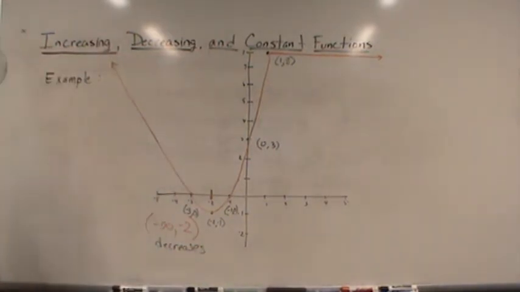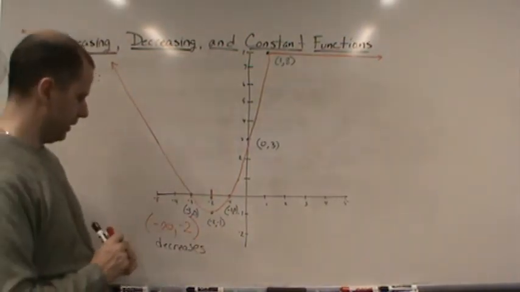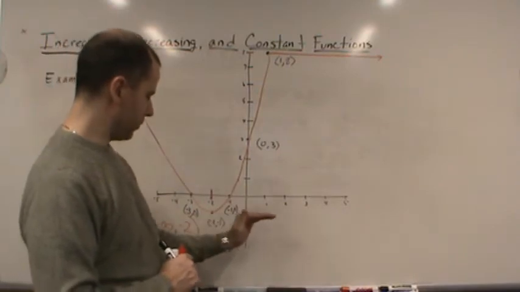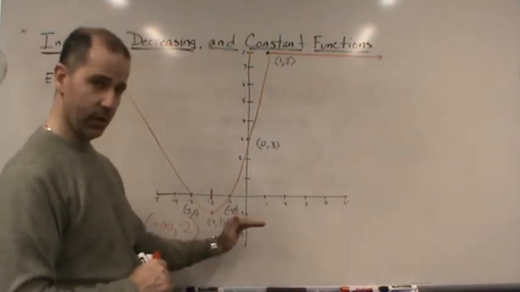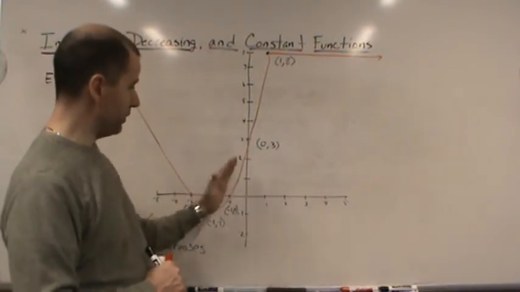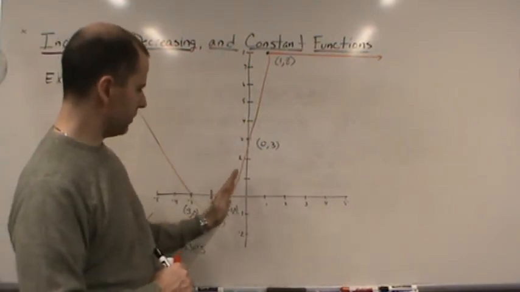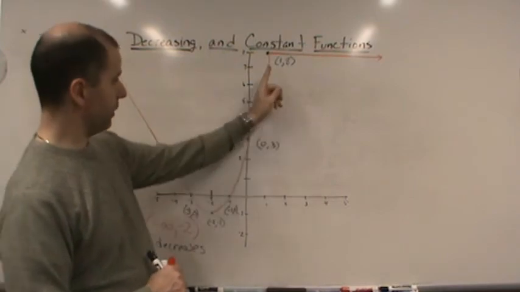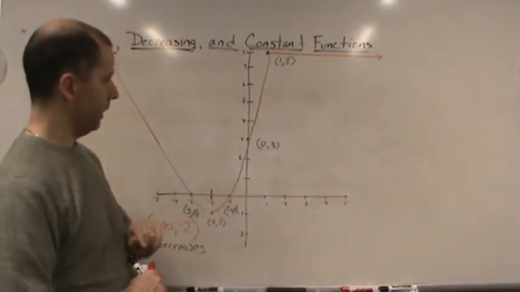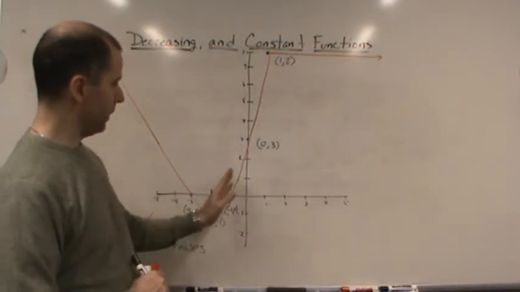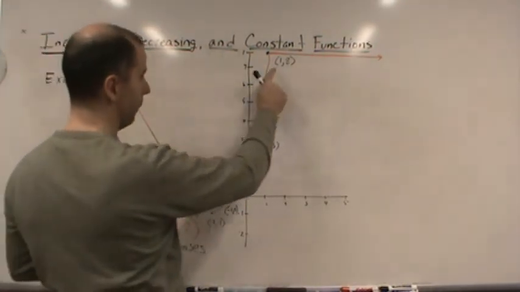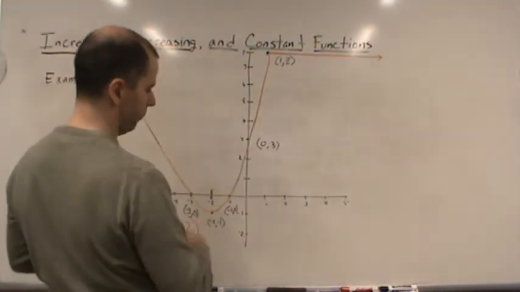Okay? Now, it changes at x equals negative 2. And then what happens? As x gets larger, what's happening to the graph now? It's going up. So now it's increasing. It increases until when? Until we get to here where there's a change in the graph. Now, it goes from increasing to what? Constant. So where does that happen? Well, that happens when x is equal to 1.